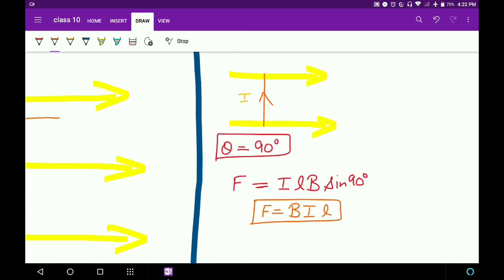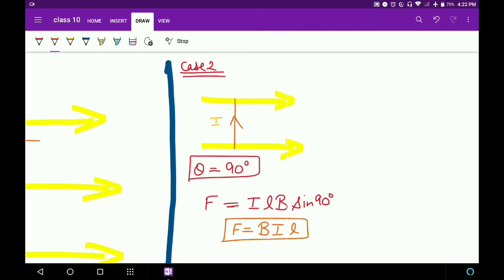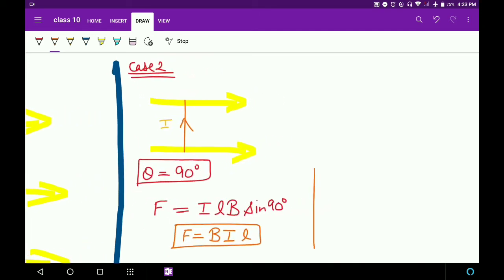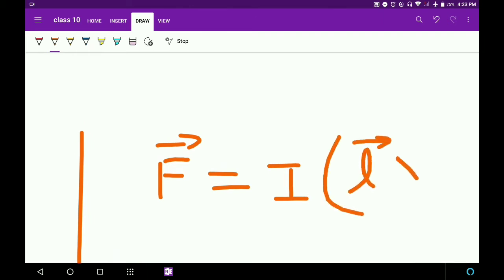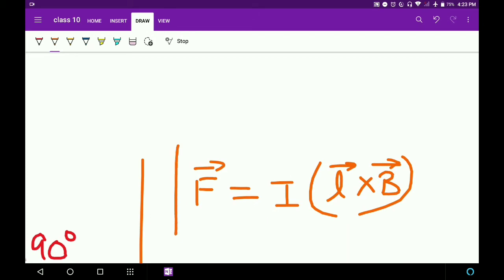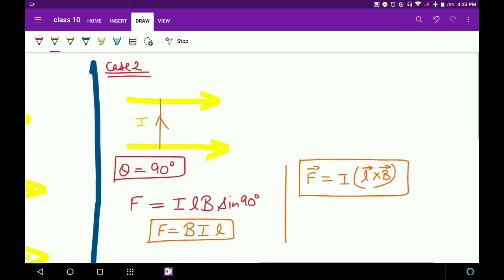What you have to do is put your fingers along the first vector. Over here, what was the first vector? The basic formula, recall the basic formula, was F is equal to current multiplied by L cross B. So the first vector is L and the second vector is B. In this case, the direction of L is the Y direction, and B is in the direction of X. So you have to keep your fingers along the Y axis, then curl those fingers towards the X axis. The thumb will point towards the direction of force.